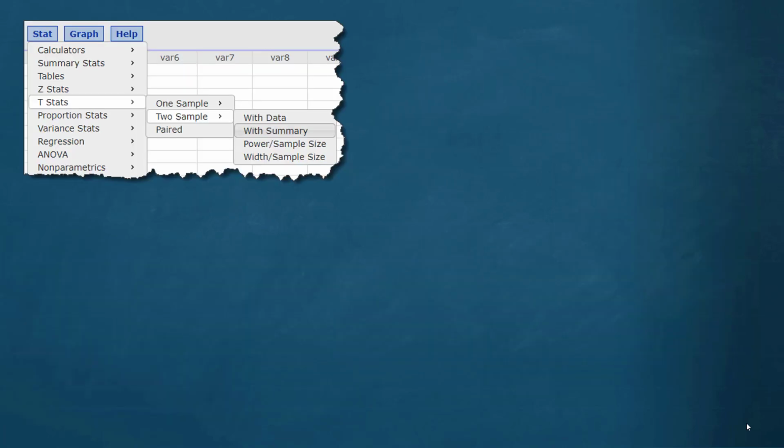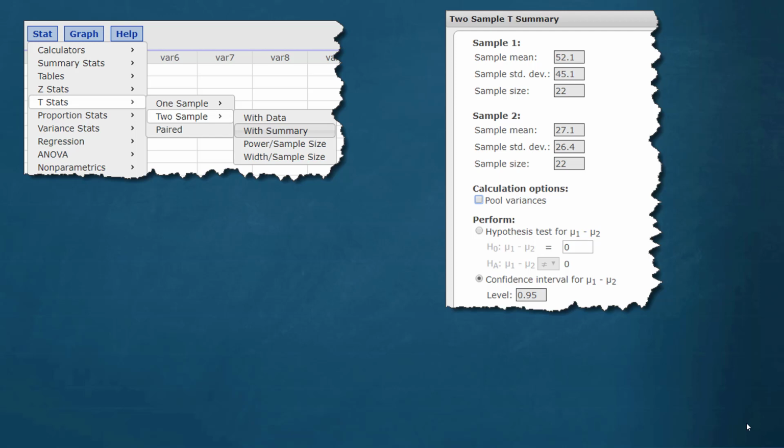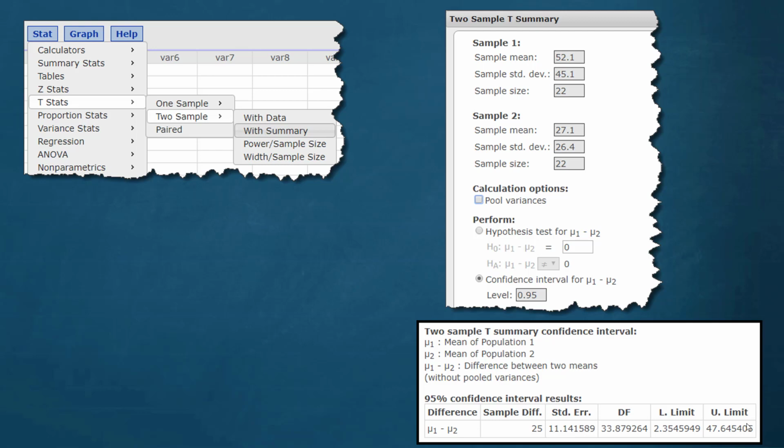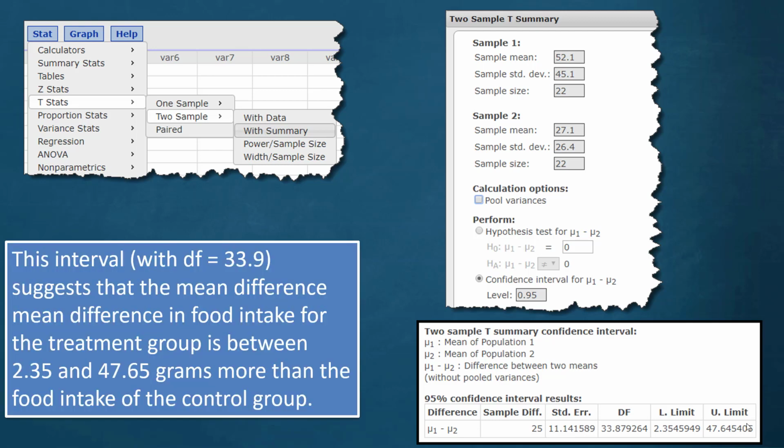More than likely, you're going to be using StatCrunch, so go to T Stat, two-sample, with summary. Put in your summary statistics. Again, do not pool the variances. Confidence interval is at 0.95. And we get exactly the same interval, so the same interpretation, of course.